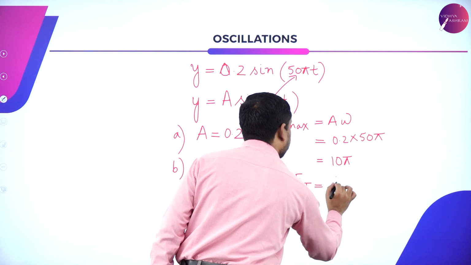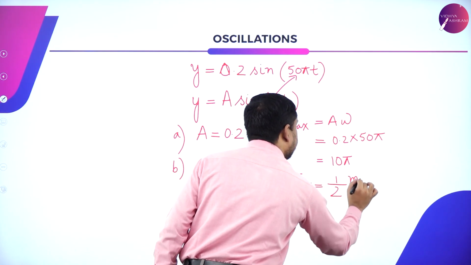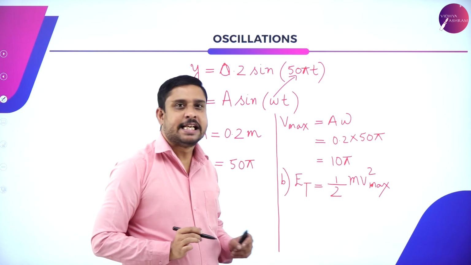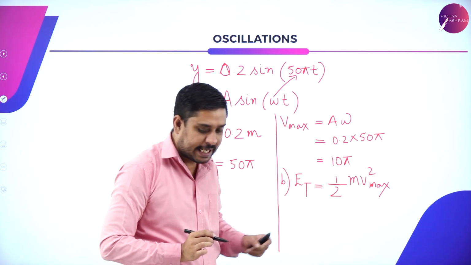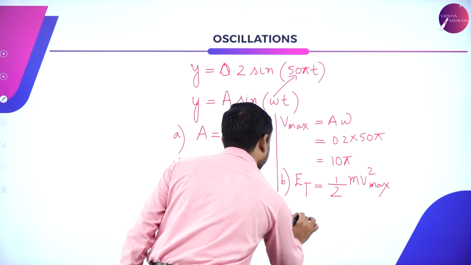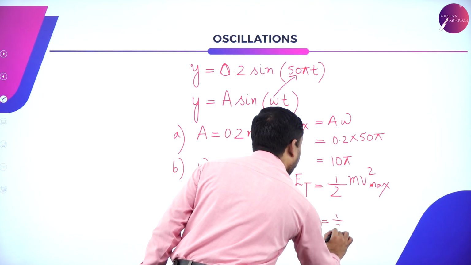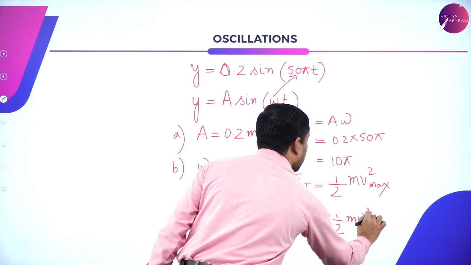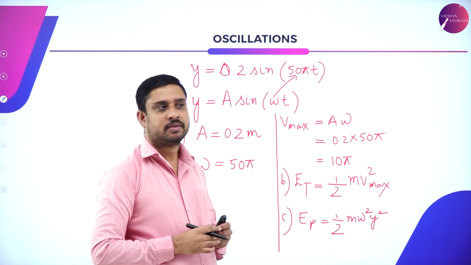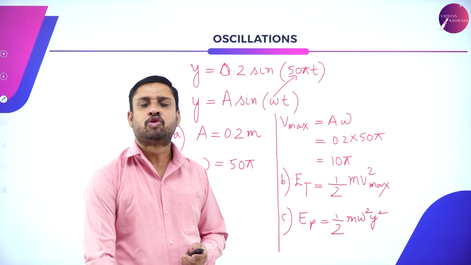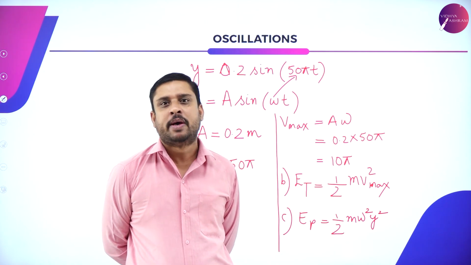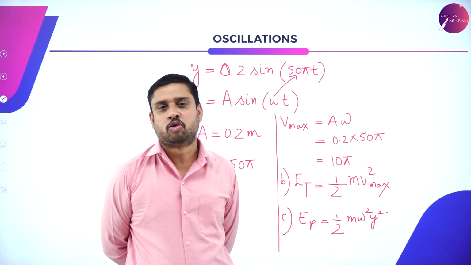Maximum energy. This is half m v square max. Kindly substitute. Mass is 25 grams. Now this is v square max here. And finally, potential energy is half m omega square y square, where y is half of the amplitude. So with these substitutions, as you can see, it is just comparing with the standard equation. I have arrived at the solutions.